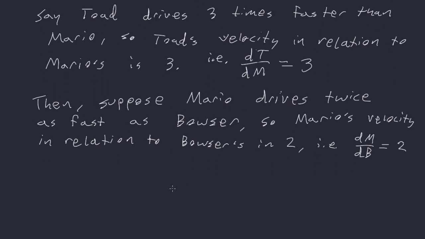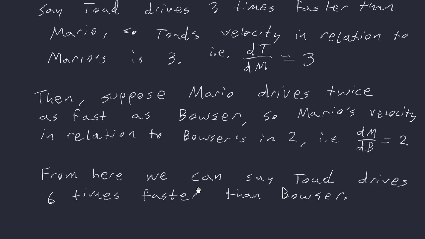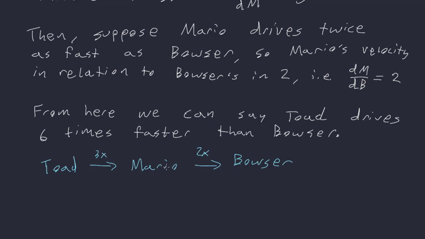So, finally, given this, since Toad drives 3 times faster than Mario, and Mario drives twice as fast as Bowser, from here we can say that Toad drives 6 times faster than Bowser. All right, and we can say that because, if we think about it in terms of a picture here, Toad, of course, drives 3 times faster than Mario, who drives 2 times faster than Bowser.